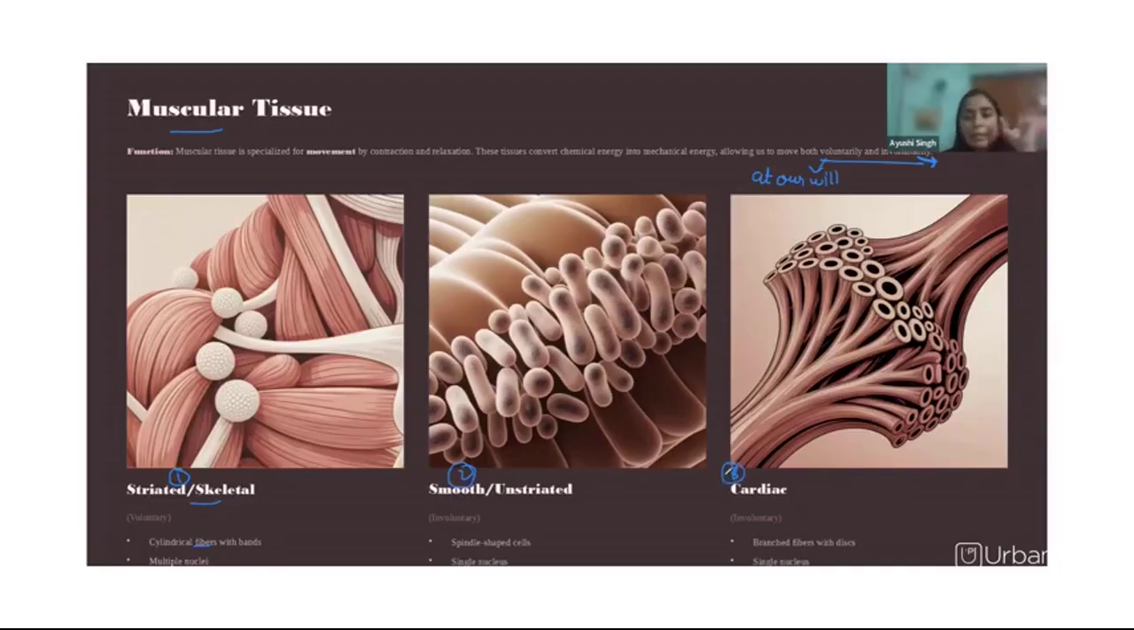So cardiac muscle is completely related to the heart. These are branched fibers with discs to it, and they have a single nucleus. They are branched like this, and each one has only a single nucleus. This is not a pretty drawing, but you can understand. And it is found only in the heart.